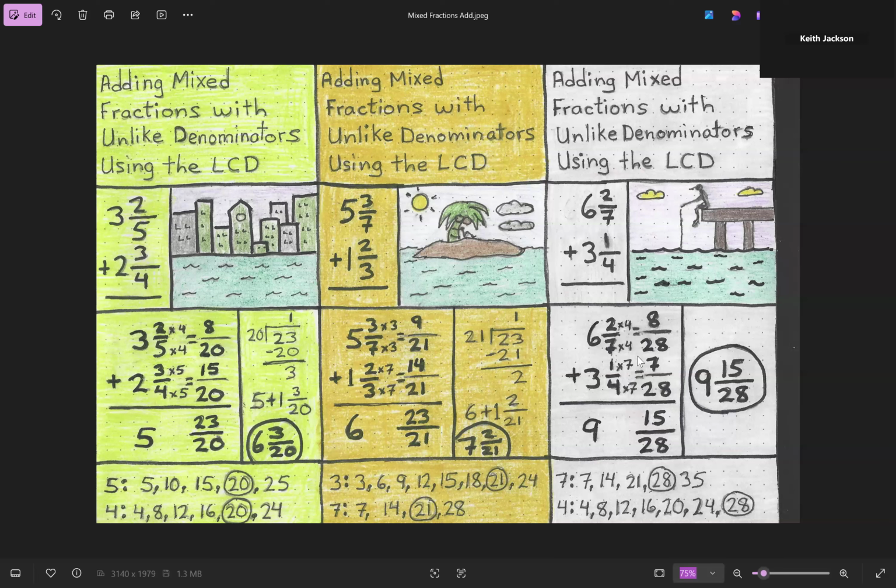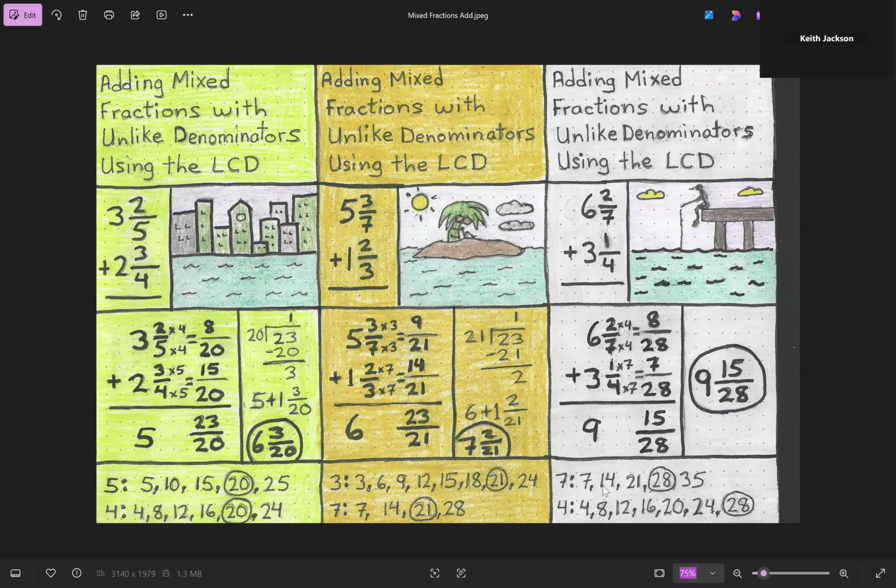Now let's move on to our final big example in which we have 6 and 2/7. So I'm going to repeat that. We have 6 and 2/7 plus 3 and 1/4. And as you can see, we have 7 and 4. There are two different denominators, and we're going to have to find a common denominator between those two denominators. And we can do that by counting by 7s.